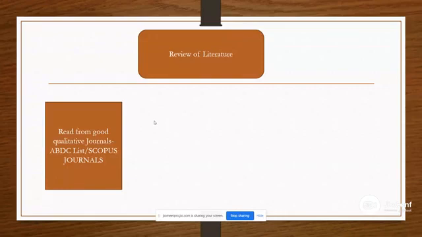Even if you are filling out a simple university form, they will ask whether you have a publication in a Scopus-based journal or not. So why not prepare for it from the very start? Read journals from the Scopus database. Scopus is a database which has many journals available, and they are all well-renowned, good journals.